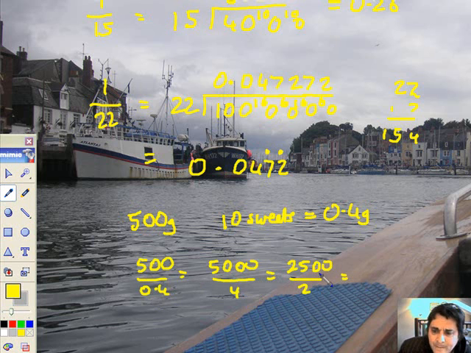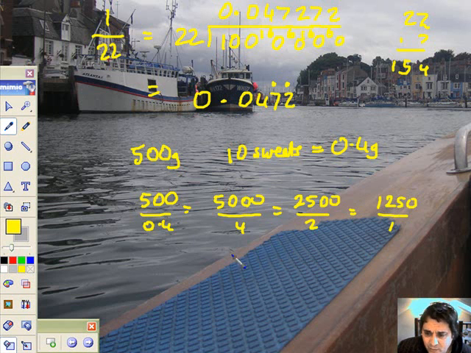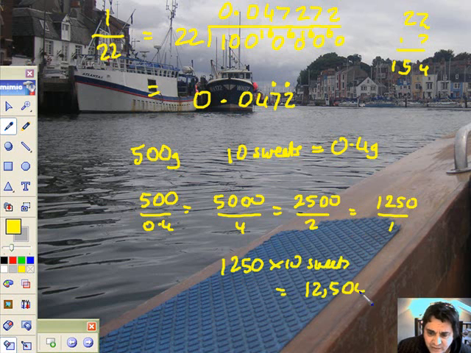2,500 divided by 2, and that's going to be 1,250 divided by 1. Right, therefore, every little block of this, I've got 1,250 lots of 0.4 grams, and therefore if I take my 1,250 times it by 10 lots of sweets, I will get 12,500 sweeties in the box. Alright, nice little sum that, isn't it?